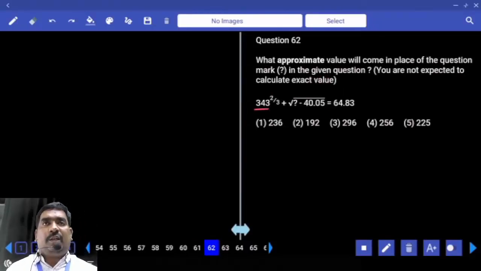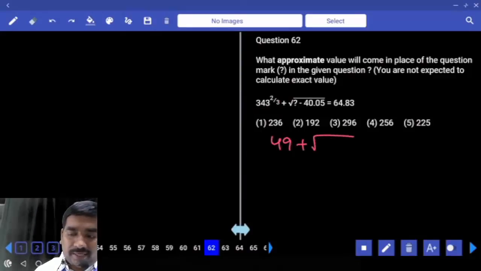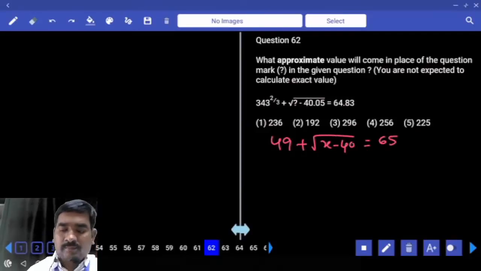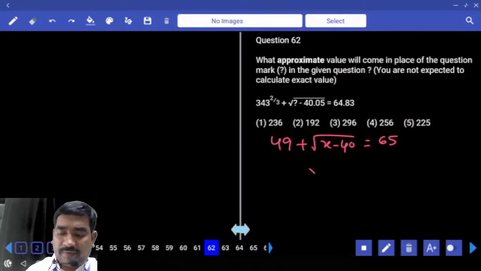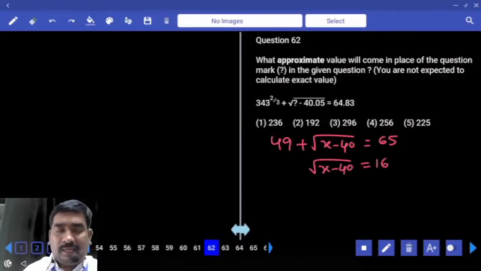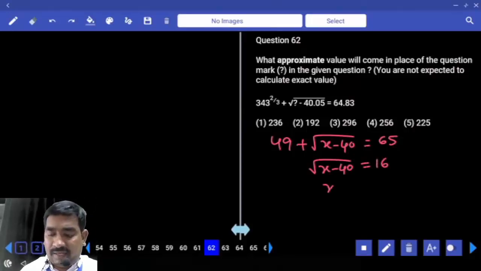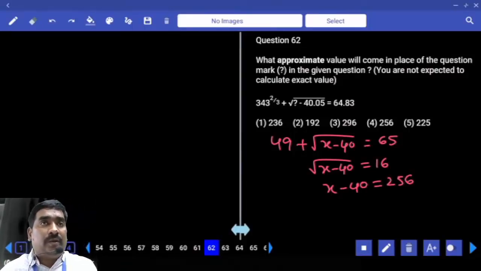343 means 7 cube. 3 gets cancelled, so 7 square. What is 7 square? 49 plus square root of x minus 40 equals 65. What is 65 minus 49? 16. Squaring on both sides, 16 square is 256. X value is 256 plus 40, which is 296.